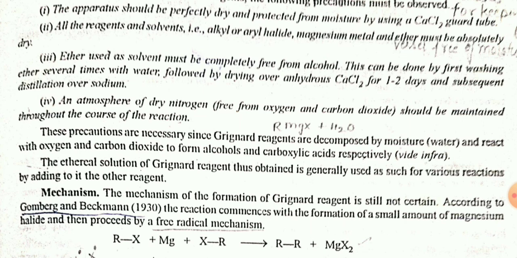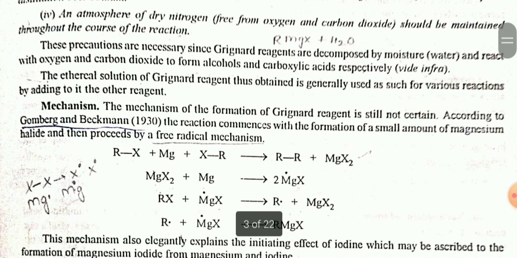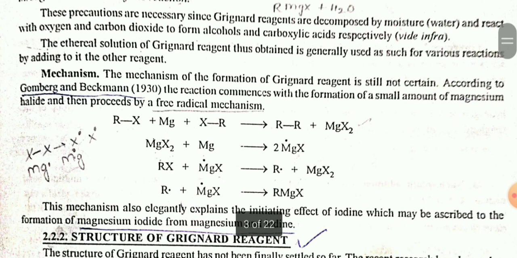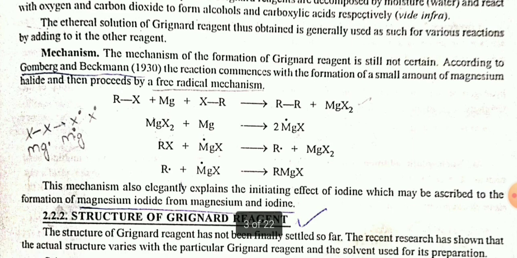Fourth, an atmosphere of dry nitrogen, free from oxygen and carbon dioxide, should be maintained throughout the course of the reaction. These precautions are necessary since Grignard reagents are decomposed by moisture and react with oxygen and carbon dioxide to form alcohols and carboxylic acid respectively. The ethereal solution of Grignard reagent thus obtained is generally used as such for various reactions by adding to it the other reagent.